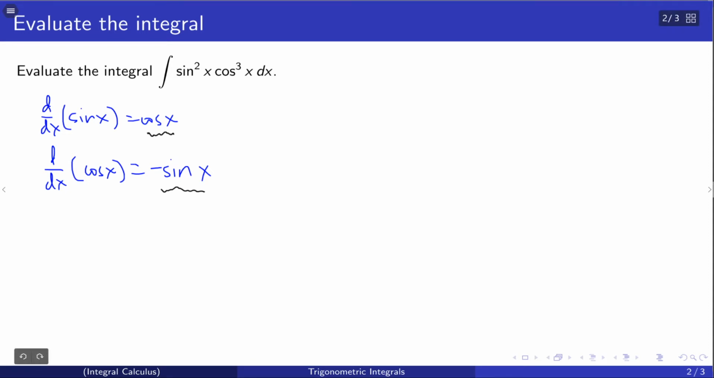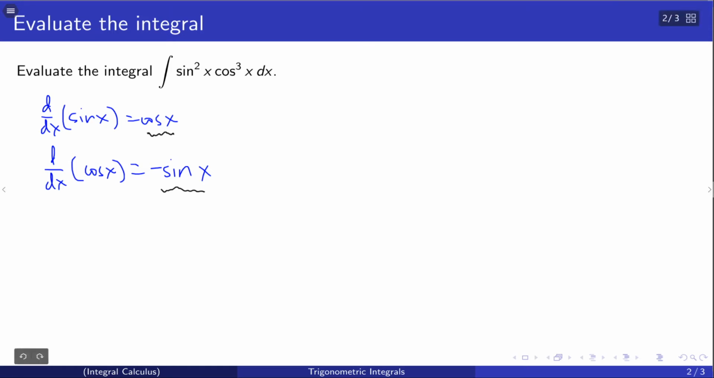And if you look at the terms that we have here, right? The sine squared, that's an even power. Cosine cubed, that's an odd power. And we'll see in a bit how this plays into picking which substitution you want to use. For now though, let's try both substitutions.